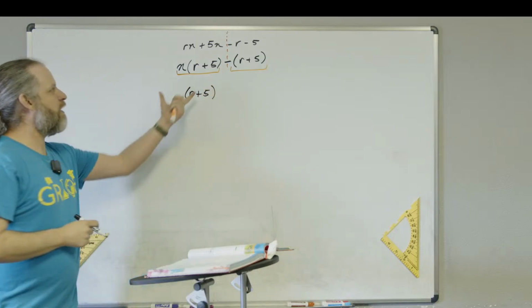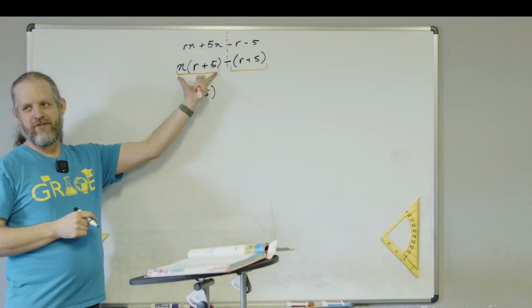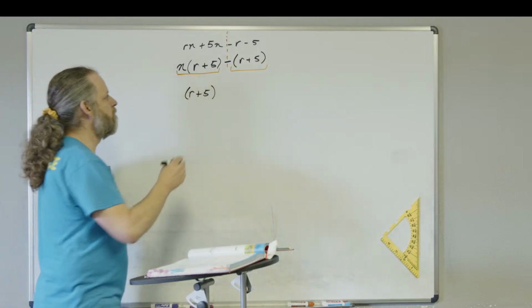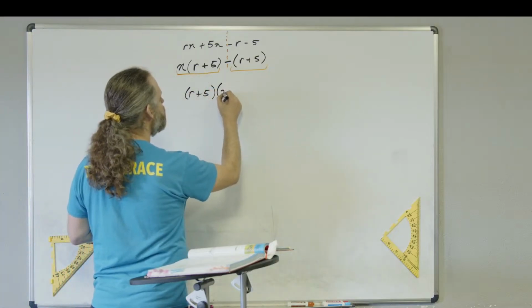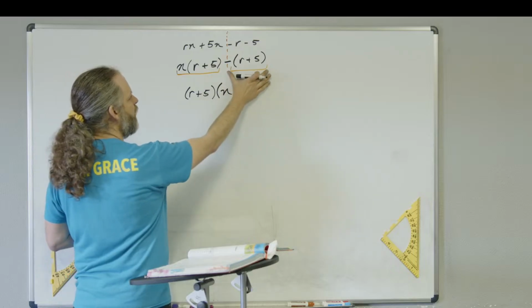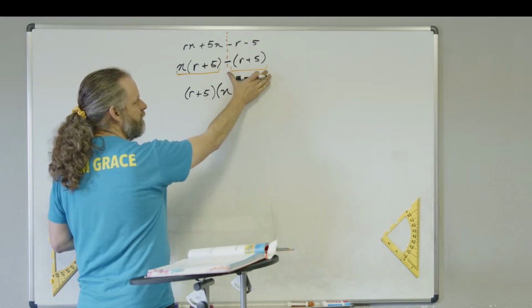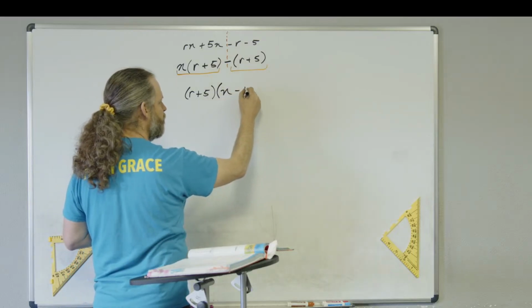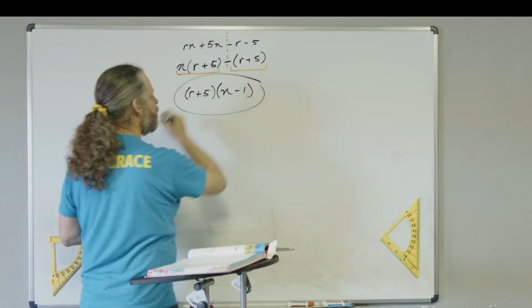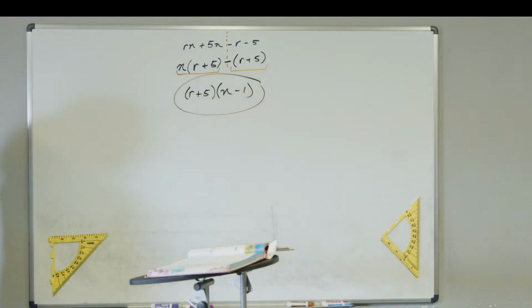When I factor an R plus 5 out of this one, what's left? N. When I factor an R plus 5 out of this one, what's left? Negative 1. Look at that. We did it.